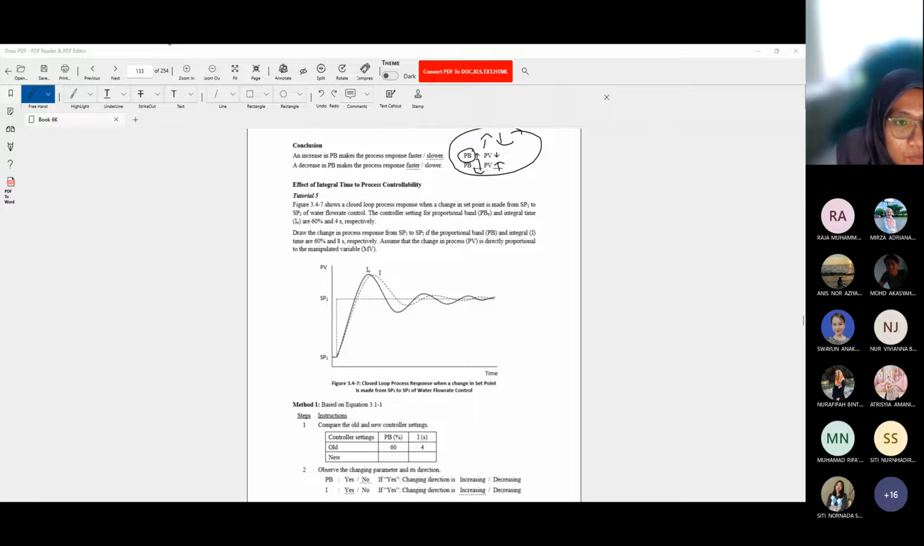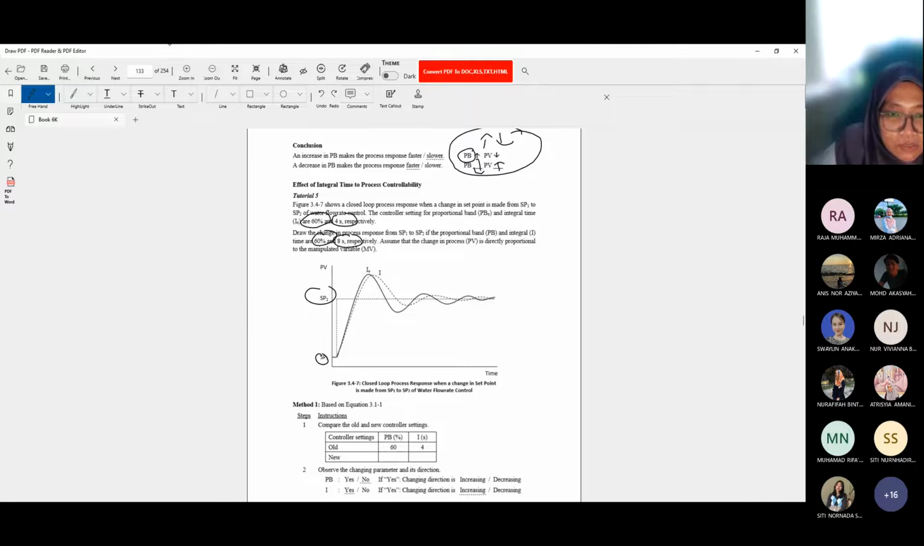Okay, so let's have a look at tutorial 5. This response is for the water flow rate control. For this water flow rate control, we made a set point change from SP1 to SP2. The original value of PB is 60%, and the integral time is 4 seconds. After the set point change, the new value of PB still remains the same, 60%, and the new value of integral time is 8 seconds.